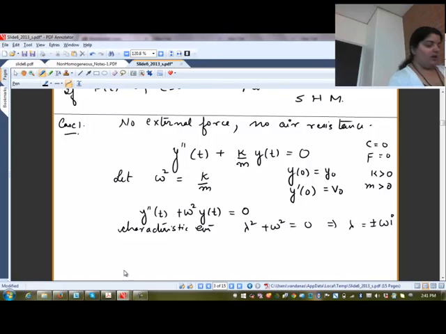So our homogeneous, or the general solution in this case, will be what? Can you tell me the first term? Cosine what? Cosine omega t, and then sine omega t.